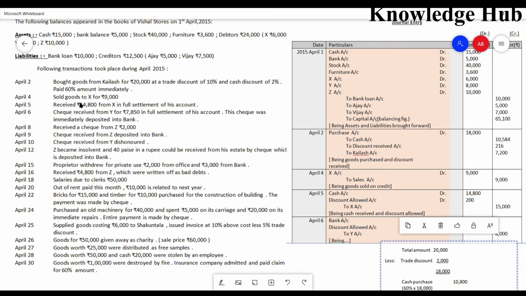Let us move into the next transaction now. My transaction reads on April 2, bought goods from Kailash for 20,000 at a trade discount of 10% and a cash discount of 2%. Paid 60% amount immediately. So, before we get into our journal entry, we need to understand the workings. Remember one thing, for goods, anything related to goods, that is a purchase and sales, we use the term purchase and sales itself. So now, let's move into the workings.